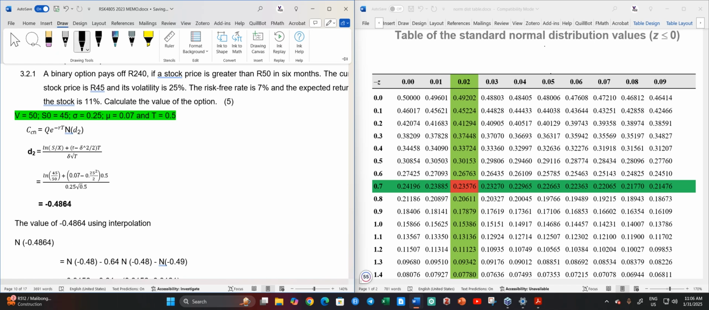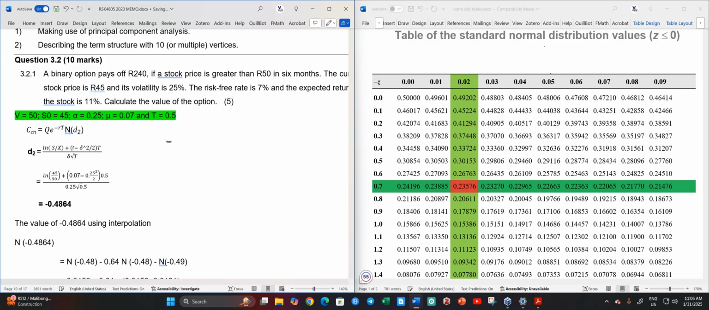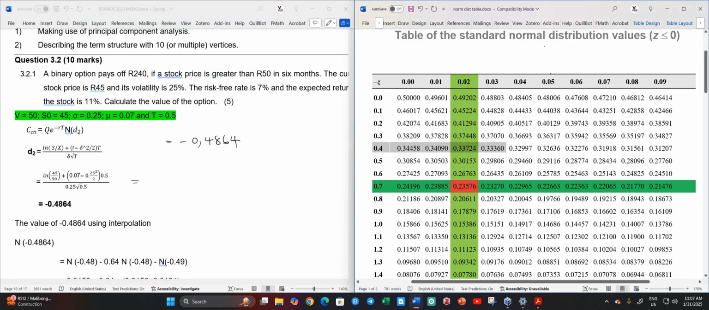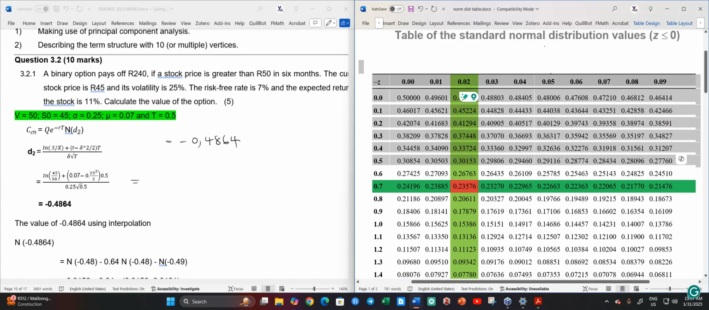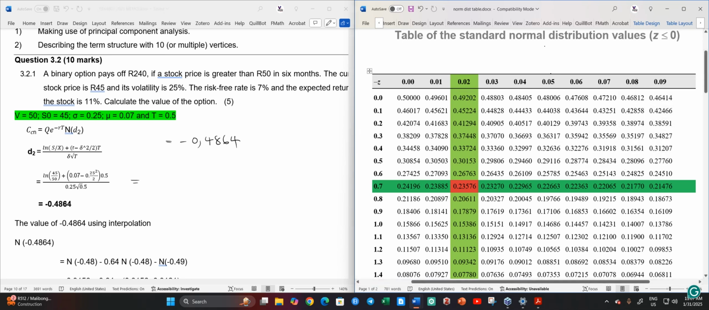We got our answer here, which is minus 0.4864. So to interpolate, we need to have the value of minus 0.48. Because I'm sure you see here that we can get minus 0.48. If we come here, I draw up to the end, then 0.8 here, I can highlight and get it. So I need the value of minus 0.48.